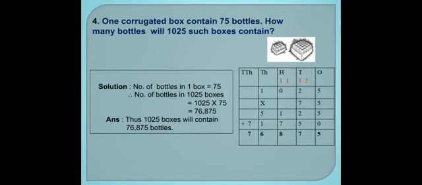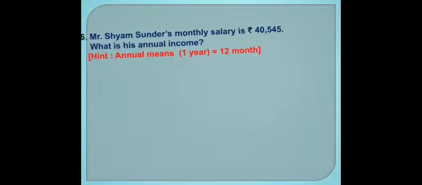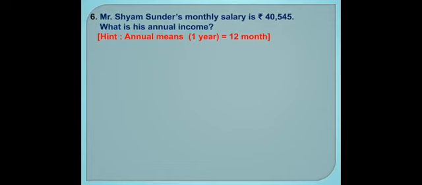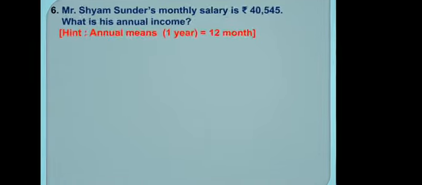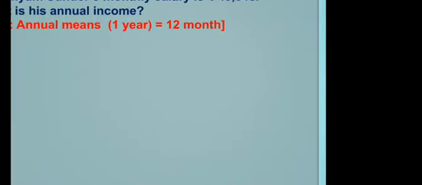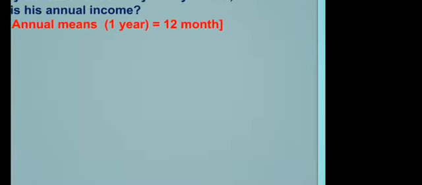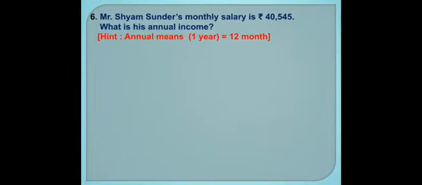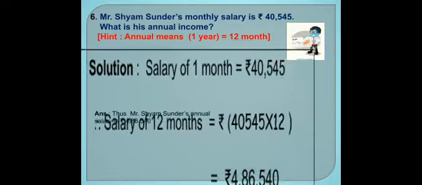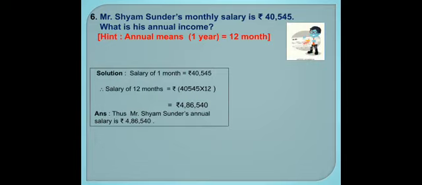Here is the next sum. Mr. Shamsundar's monthly salary is rupees 40,545. What is his annual income? Students, I have given you a hint here: annual, which means 1 year or 12 months, because Shamsundar's monthly salary is given. Again one to many. So 1 month's salary is rupees 40,545, and we are going to find out the annual income, which means the salary of 12 months.